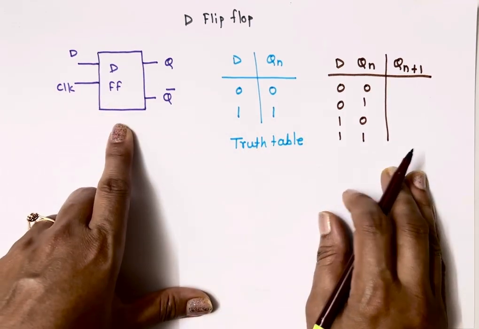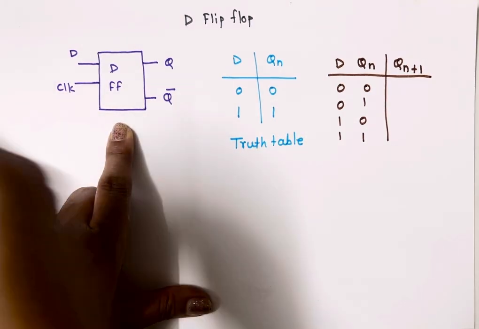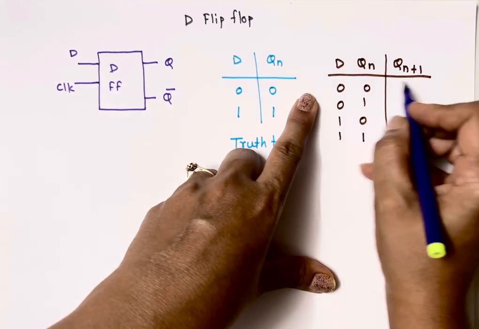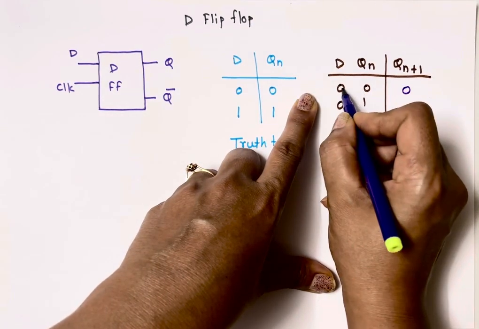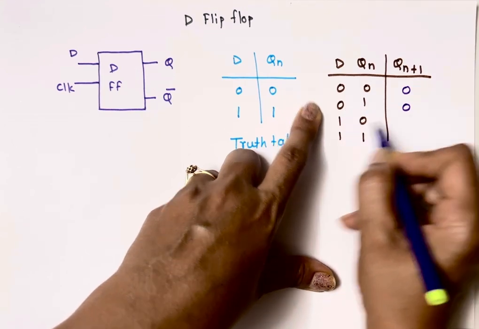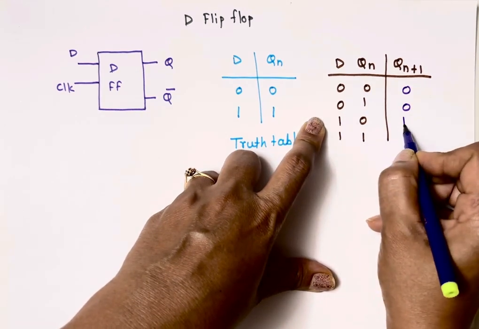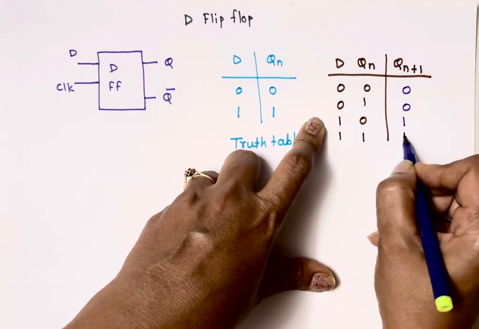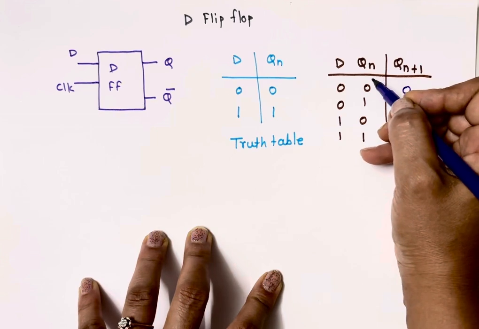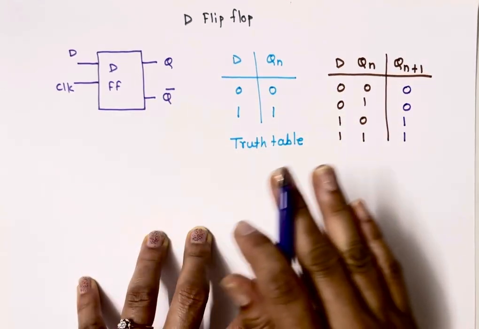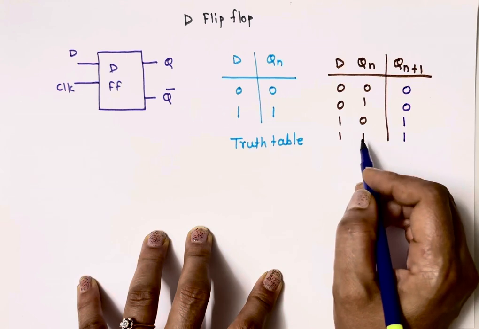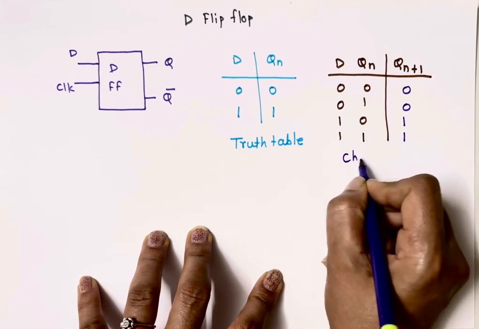But in D flip-flop, it is very simple. The data present at the input comes at the output side. So here data input is 0, so output will be 0. Data input is 0, so output will be 0. Data input is 1, so output is 1. Data input is 1, so output is 1. So we don't even look at the value of present output. Present output doesn't matter. Only input matters. So this is the characteristic table.